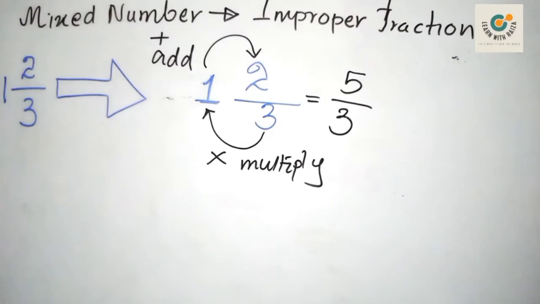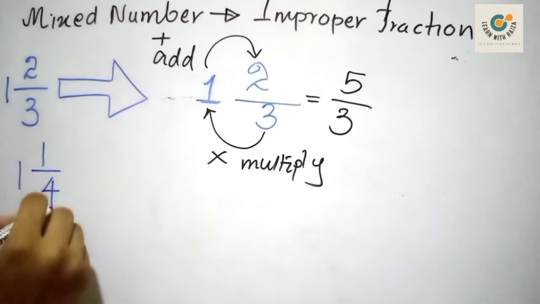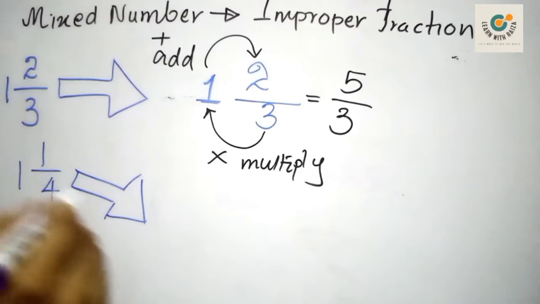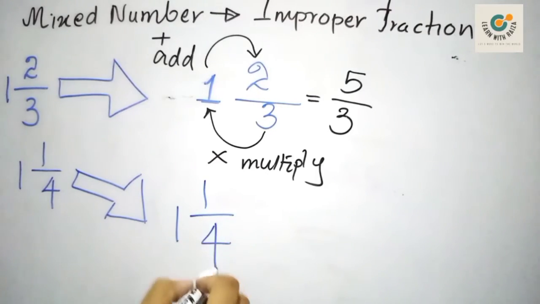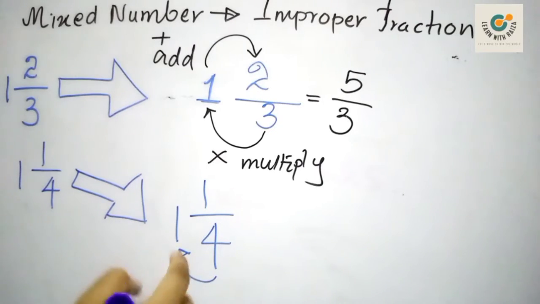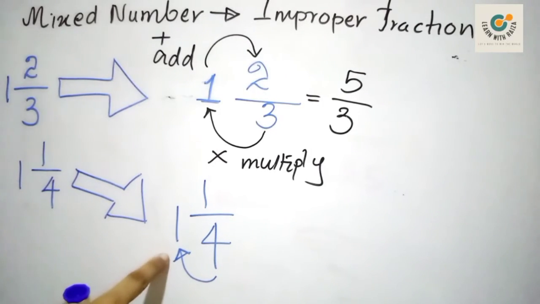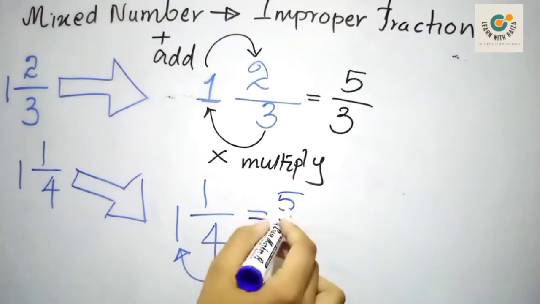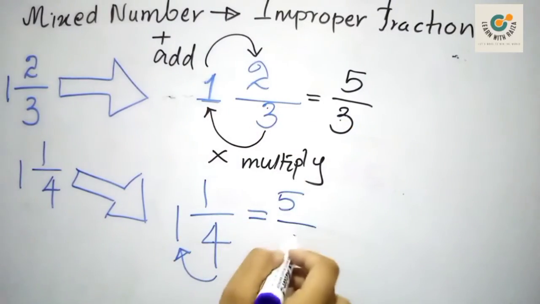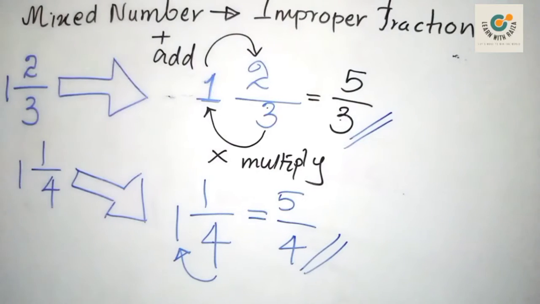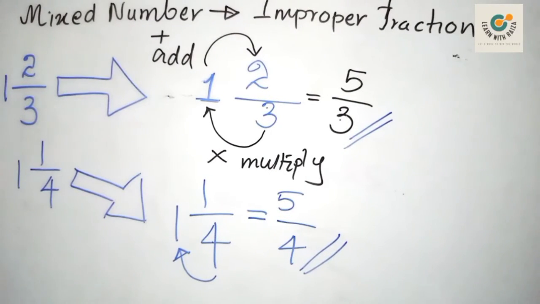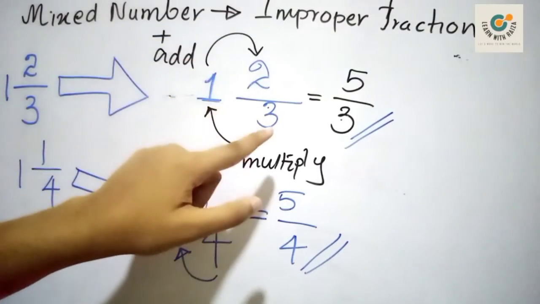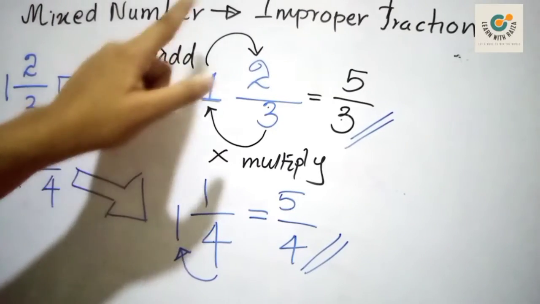So let me take another example. 1, 1 over 4. This is also a mixed fraction. I can convert this mixed fraction into an improper fraction in the same method. 4 multiplied by 1, now you tell with me, 4 multiplied by 1 is 4. That 4 add with 1. 4 plus 1 is 5. You write 5 here, but the denominator will not change. So the answer will be 5 over 4. See how easy? You have to keep only two things: multiplying and adding. Multiplying the denominator with the whole number, adding that value with the numerator.